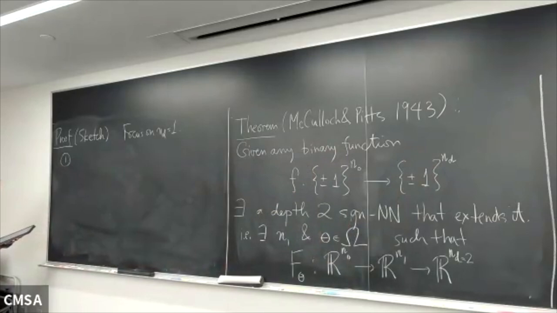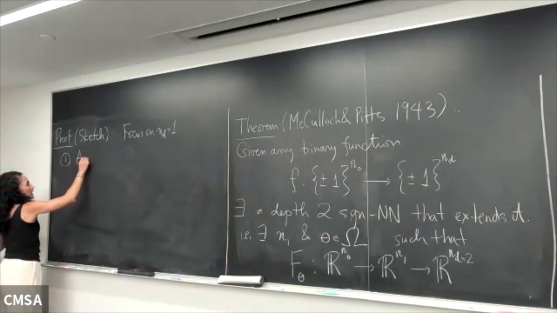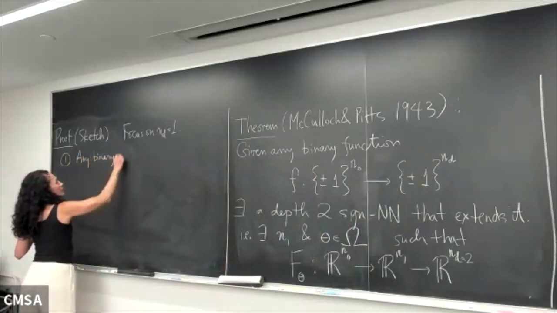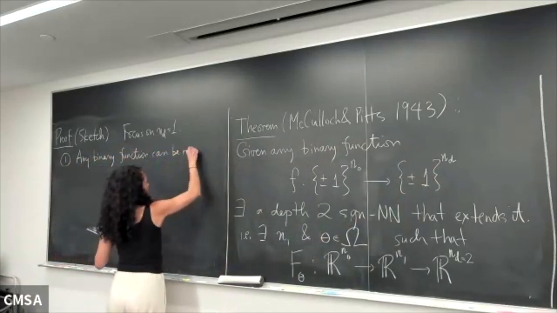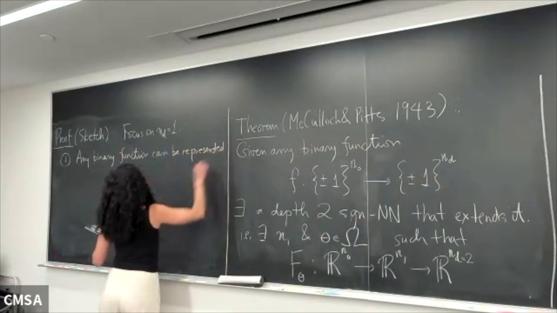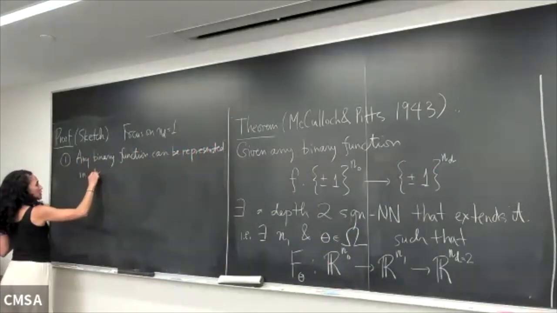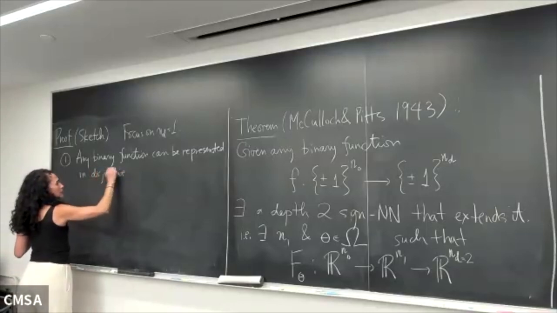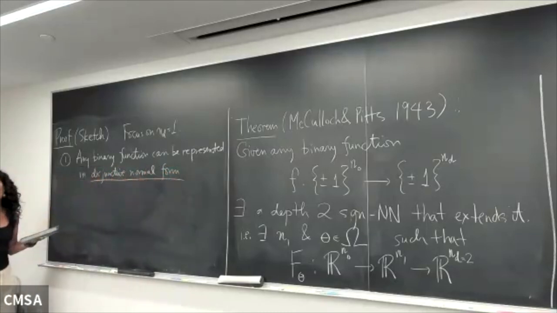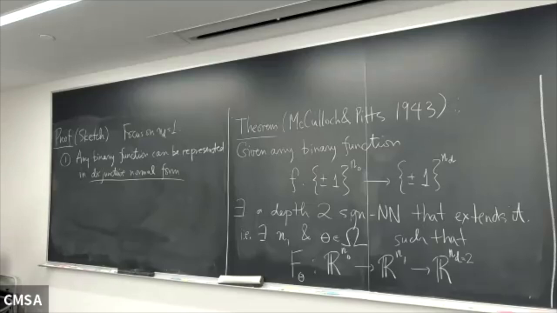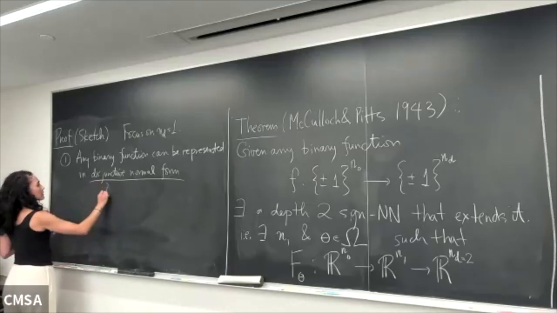The way that I'm going to present this is, first of all, any binary function can be represented in what's called disjunctive normal form. And I'll explain what this form is. But the point is that there's some standard computational way of representing any binary function. You always can do it. I'll put a pin in this.